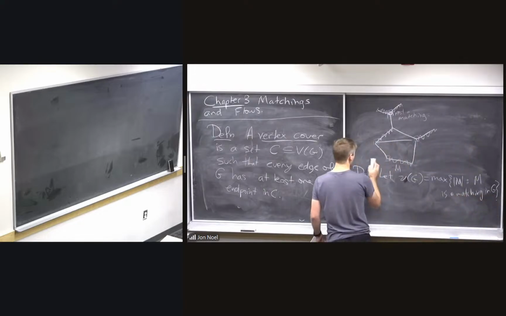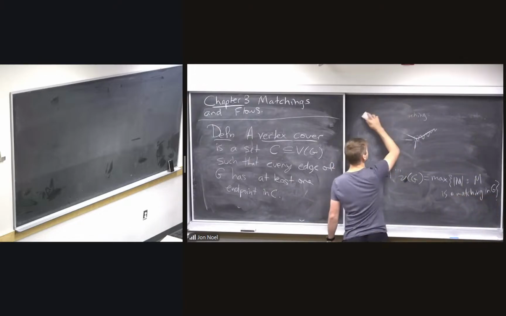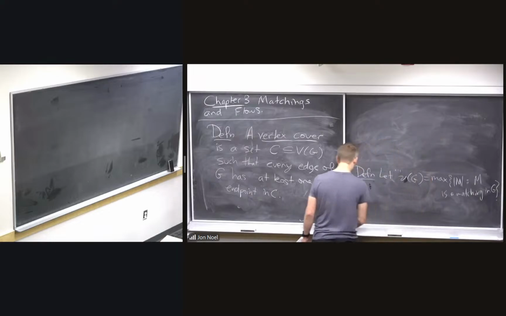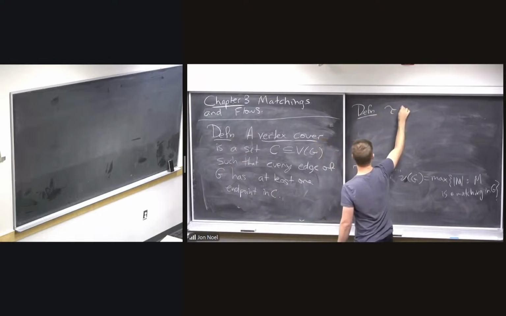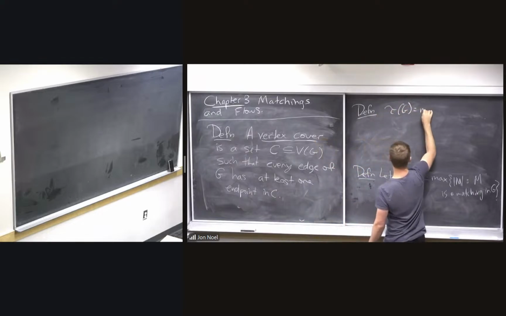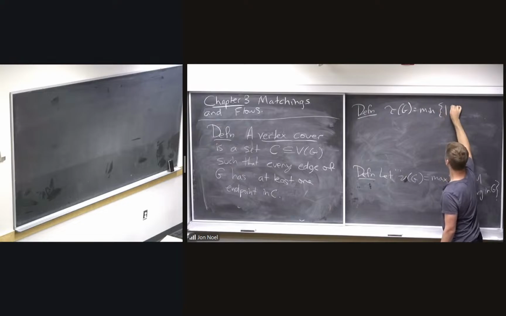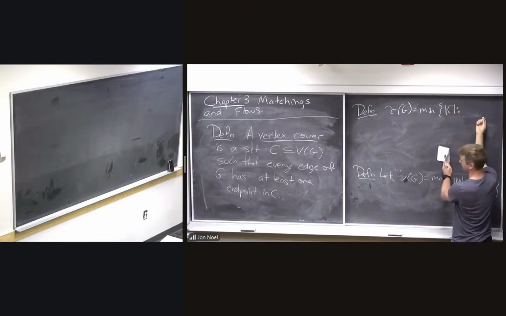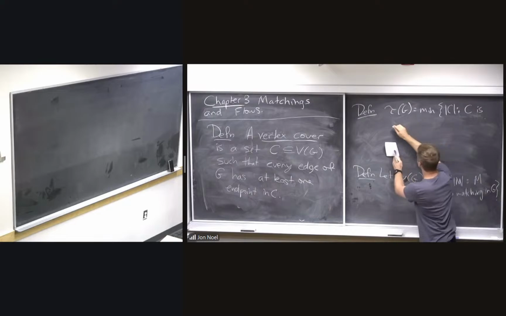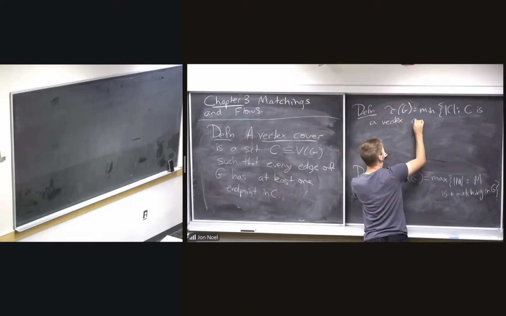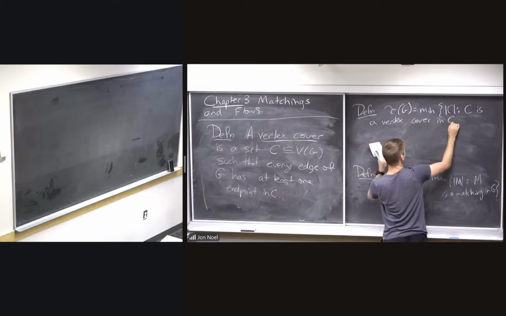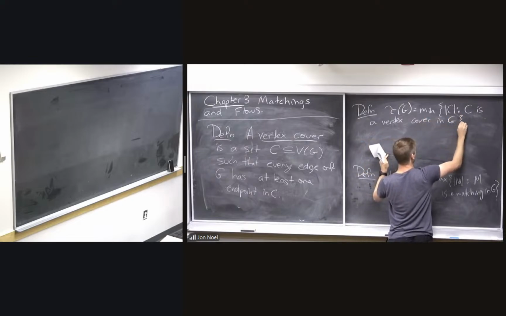Okay, so we've got another parameter of a graph. Tau of G is the minimum cardinality of a vertex cover. So it's the smallest C, the minimum C, such that C is a vertex cover in G.